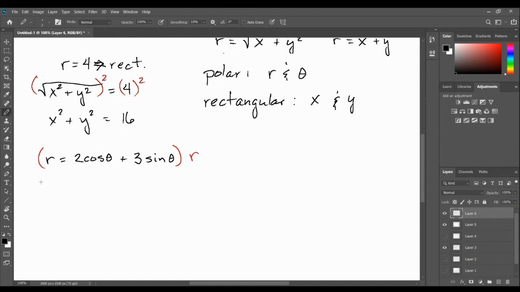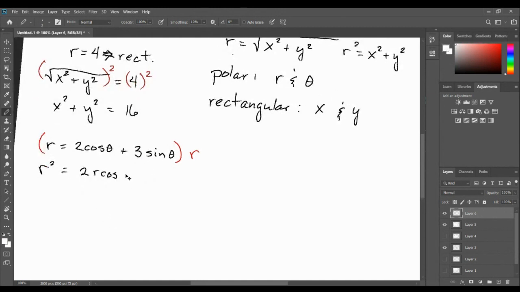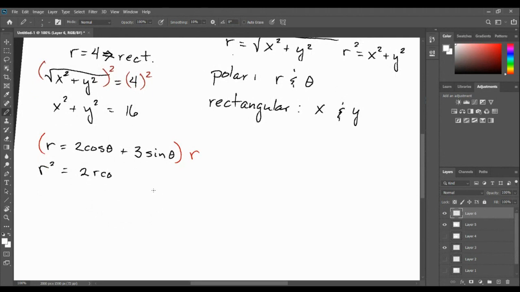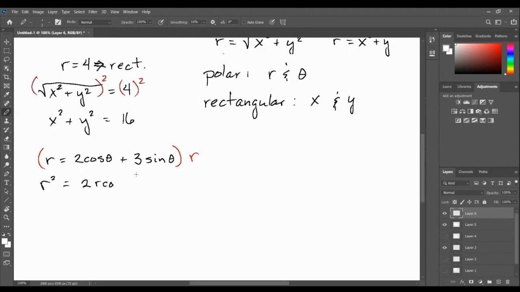And when I do that, I will have r squared on the left. I'll have 2r cosine theta. Whoa, that was weird. What did I lose? I said it. I tried to write it, and it's not letting me write. Let's see if I'm on the wrong layer or something. I'm writing in white. Yep.